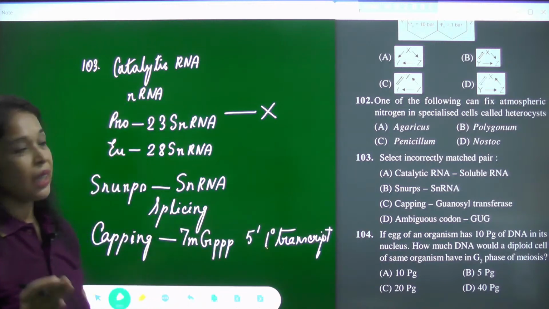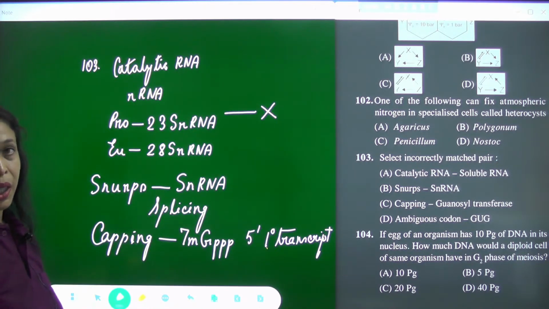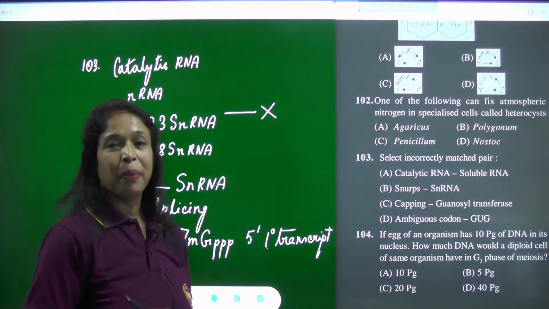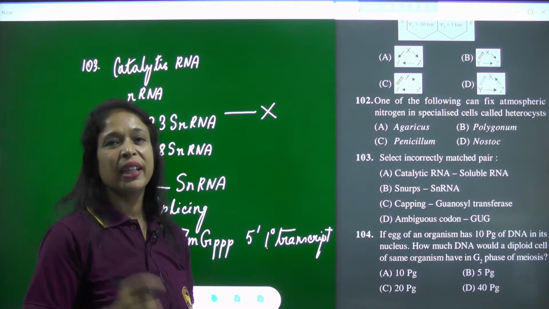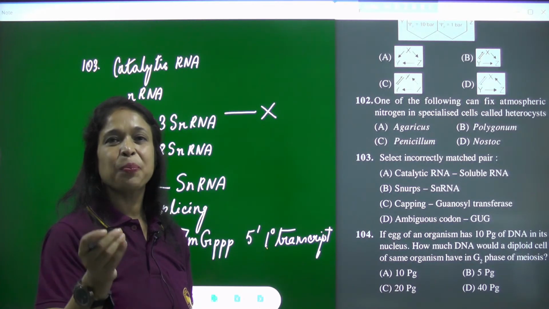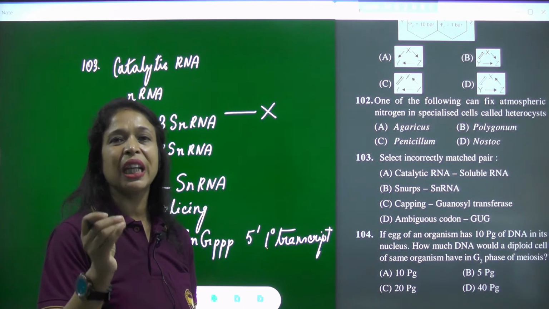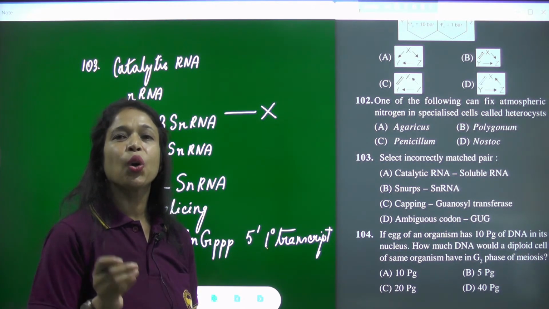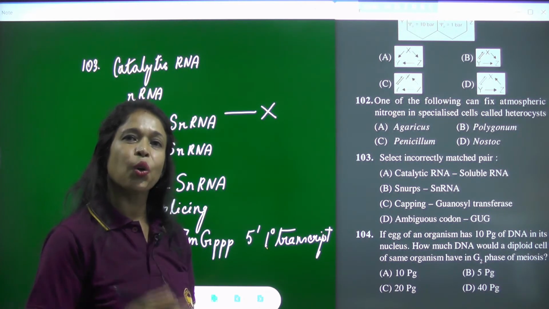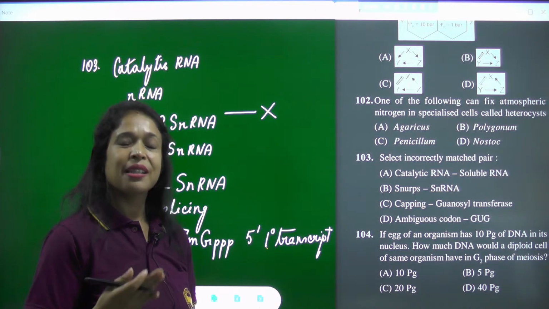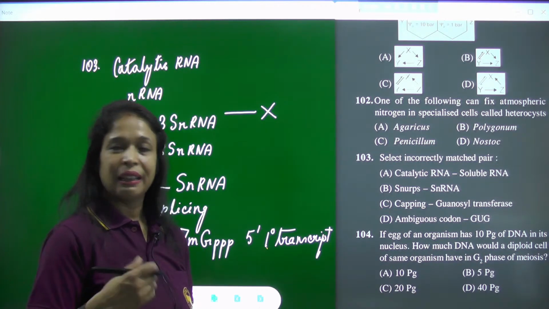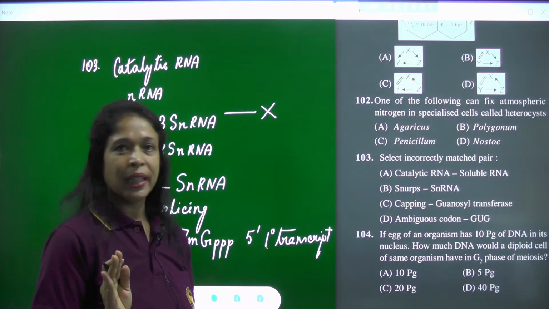Then the last option you are given is ambiguous codon. Generally we know codons are non-ambiguous, but GUG is an ambiguous codon. How is it ambiguous? If it is present in the first, initiating position, it will code for the initiating amino acid, but otherwise it will code for valine. So this is how GUG comes under ambiguous codon. This is an exception, right?